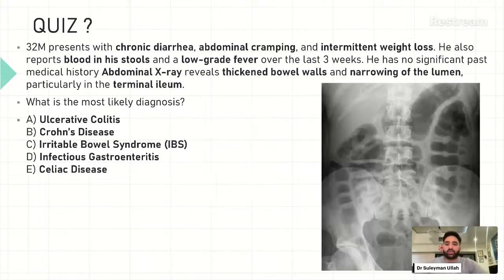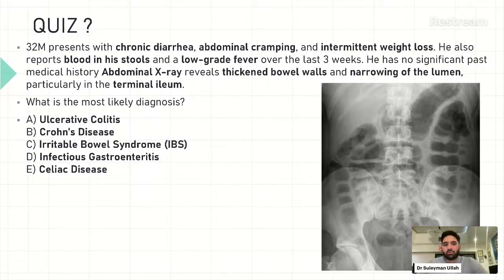Next one, I'll be very impressed if someone gets this one. I definitely would not have got this one as a medical student, so I'd be really impressed. So this is a 32-year-old man. Pay particular note to the age of the patient. So chronic diarrhea, abdominal cramping, intermittent weight loss, blood in the stool, low-grade fever over the last 3 weeks. He's got no medical history, and this is what his abdominal X-ray shows.